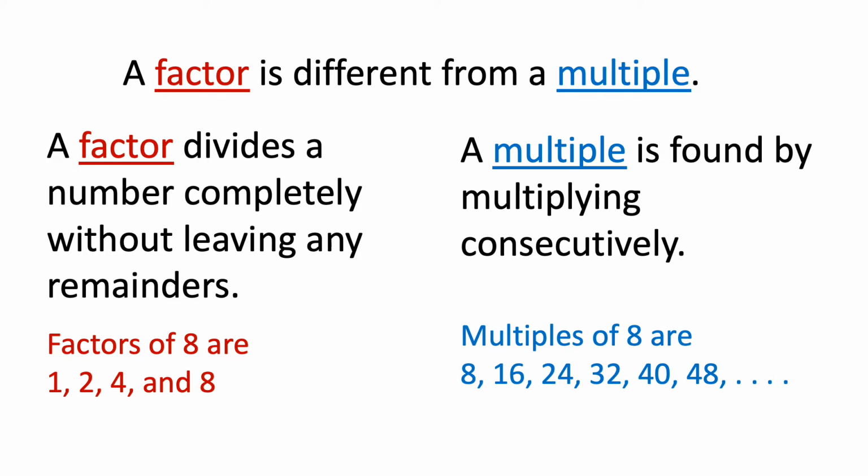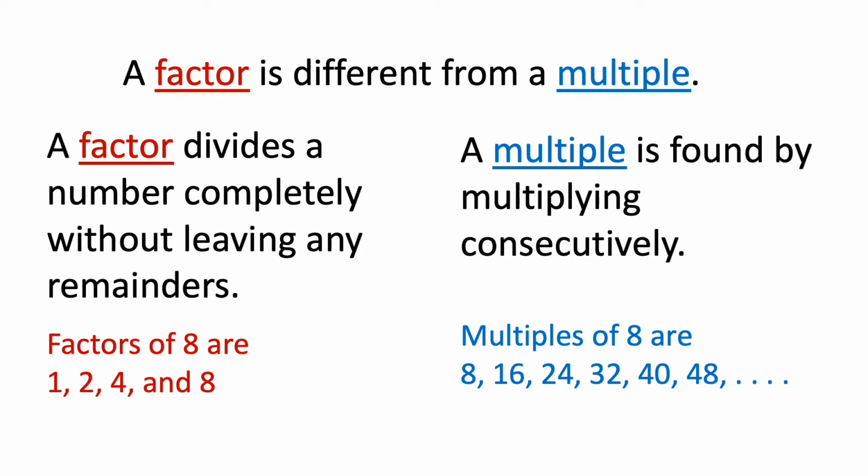The factors of 8 are 1, 2, 4, and 8 because 1 times 8, we can make one group of 8, 2 groups of 4, 4 groups of 2, or 8 groups of 1. There's only 4 factors. There's an infinite number of multiples for every number.